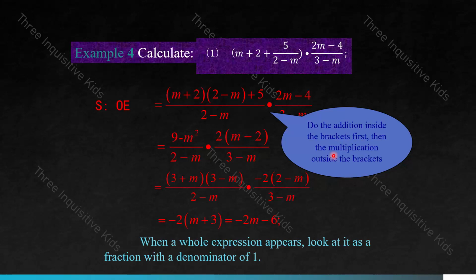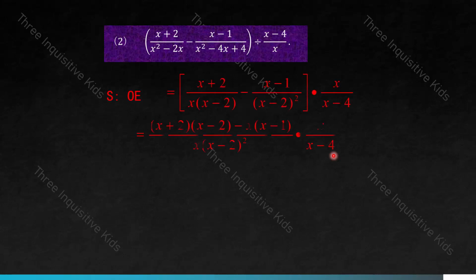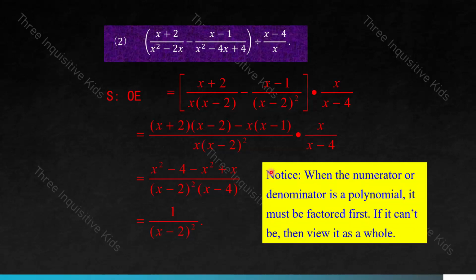So when a whole expression appears, we can look at it as a fraction with a denominator of 1. Now here is our second problem. We always first do whatever is inside the parentheses. We can first factor the denominators of the first and second fractions. And then after subtracting, we have 1 over x minus 2 squared. Notice that when the numerator or denominator is a polynomial, it must be factored first. If it can't be, then we can view it as a whole.